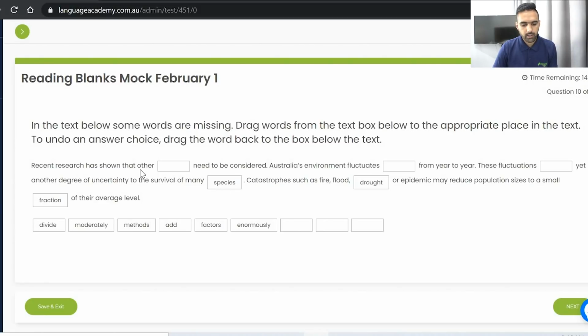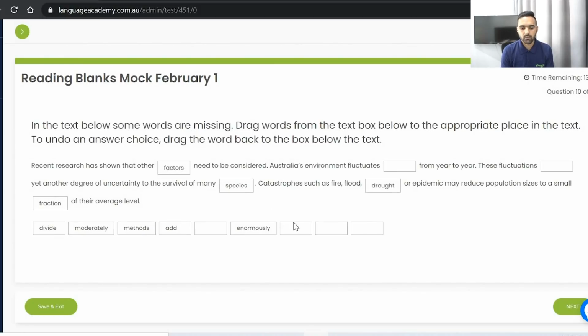Recent research has shown that other dash need to be considered. They're talking about the environment, right? When it comes to environment, we have two words ending with s, because we have other dash need. Before need, you're likely to use a word with s, because need is a plural form of verb. We can say other dash, methods or factors. Methods you always use whenever you're using a strategy or implementing something. If you are implementing a strategy, there will be different methods of strategy. But something which is of natural course, for example, there are different factors which impact the geographical location or the climate, not different methods. Factors is something which you can't really control, right? That's why we'll use the word factors over here.